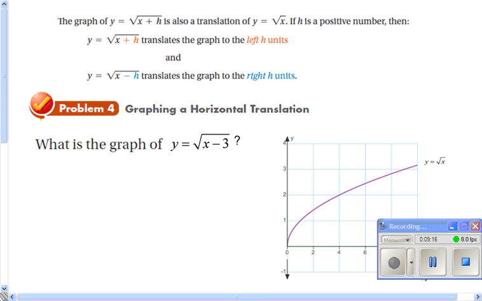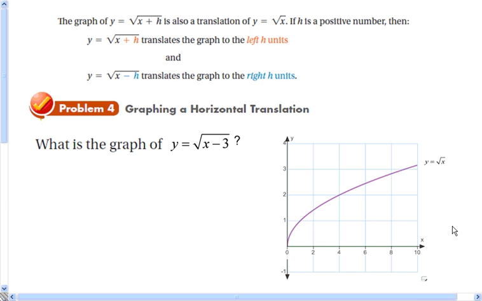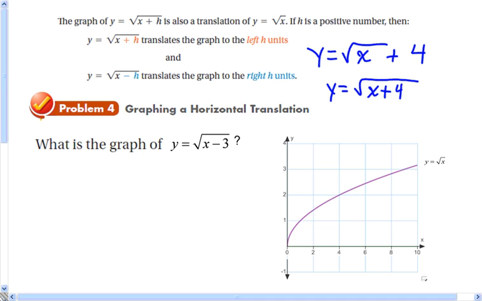Okay, another way we can translate is left and right, and we do that when we are adding to the independent variable or subtracting from the independent variable. So the difference is before a translation up or down, we would have the added part outside of the square root. Now we have it inside the square root. So what we're doing is adding 4 first and then taking the square root of that. And that causes it to either go left or right. If you're subtracting, it goes right that many units. If you're adding, it goes left that many units.